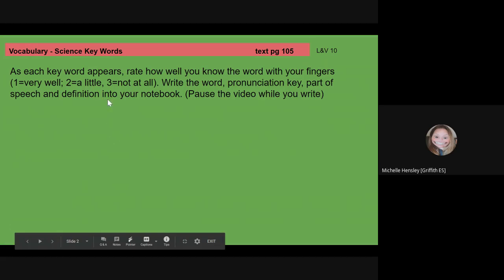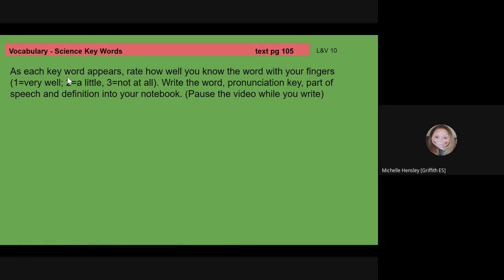All right, as with every week, we are going to rate ourselves on how well we know these words before we learn them. 1, I know it very well. I've seen that word. I can tell you what it means. 2, I kind of know the word. I've seen it. I don't really know exactly what it means though. Or 3, I've never even heard that word before, right? That's completely new to me.